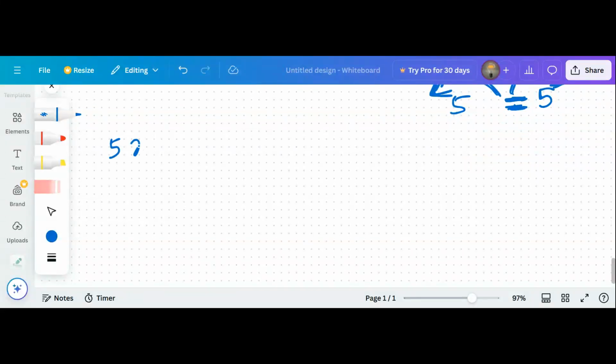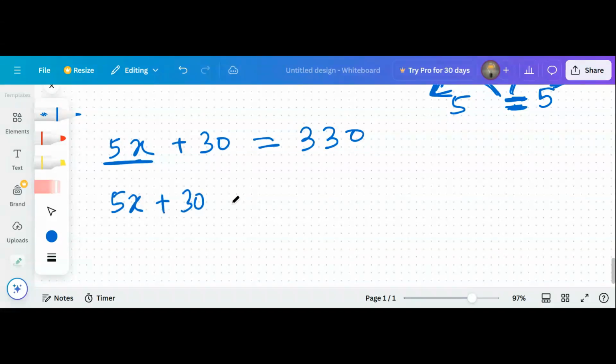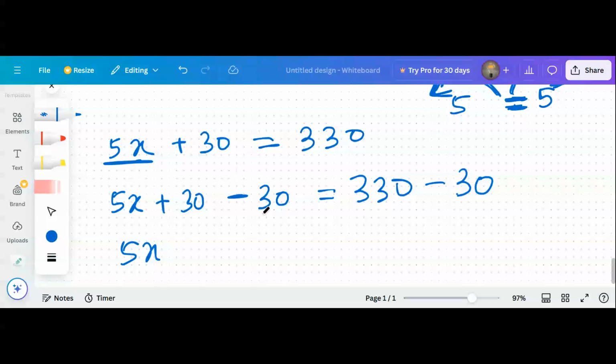So 5x plus 30 is equal to 330. We need this only, so we need to remove this. So what we can do is we will put a minus 30. If we put a minus 30 in the left hand side, we have to put it in the right hand side also. So now 5x, 30 minus 30 is 0. 330 minus 30 is 300.